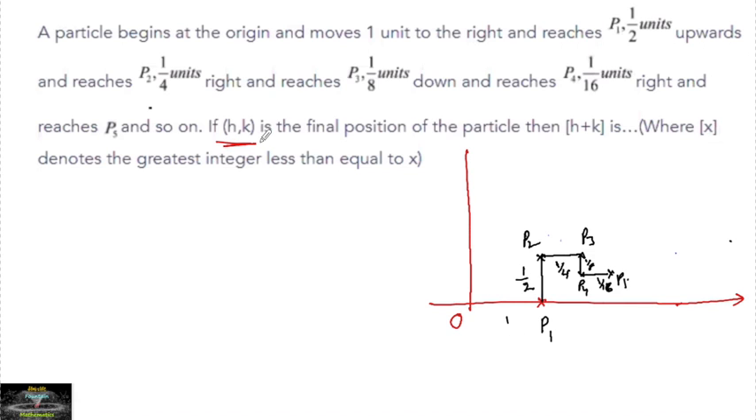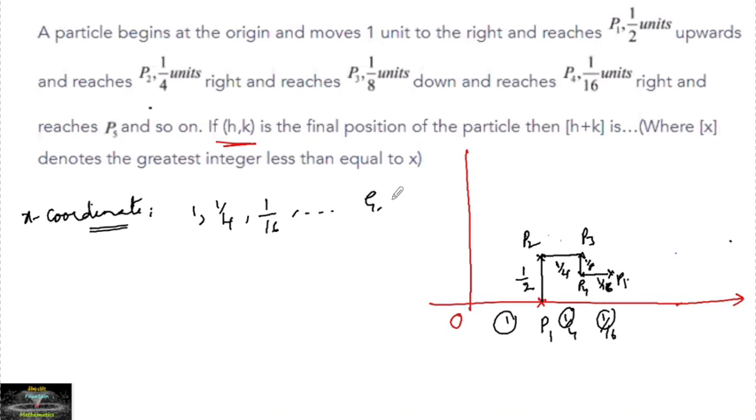So what is the final position (h, k)? If it continues the same way, it's going up and down in a zigzag way. So we can observe the final position of the point. Consider the x coordinate: it's moving 1 unit, 1/4th unit, and then 1/16th, and continues. So 1, 1/4th, 1/16, and continues, which is a GP.